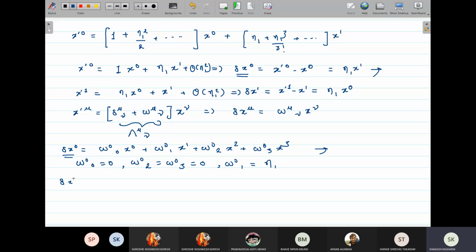Similarly, from the transformation of delta x1, you can see that omega 1 0 will be eta 1, and omega 1 2 and omega 1 3 will be zeros. And omega 1 1 is also 0.